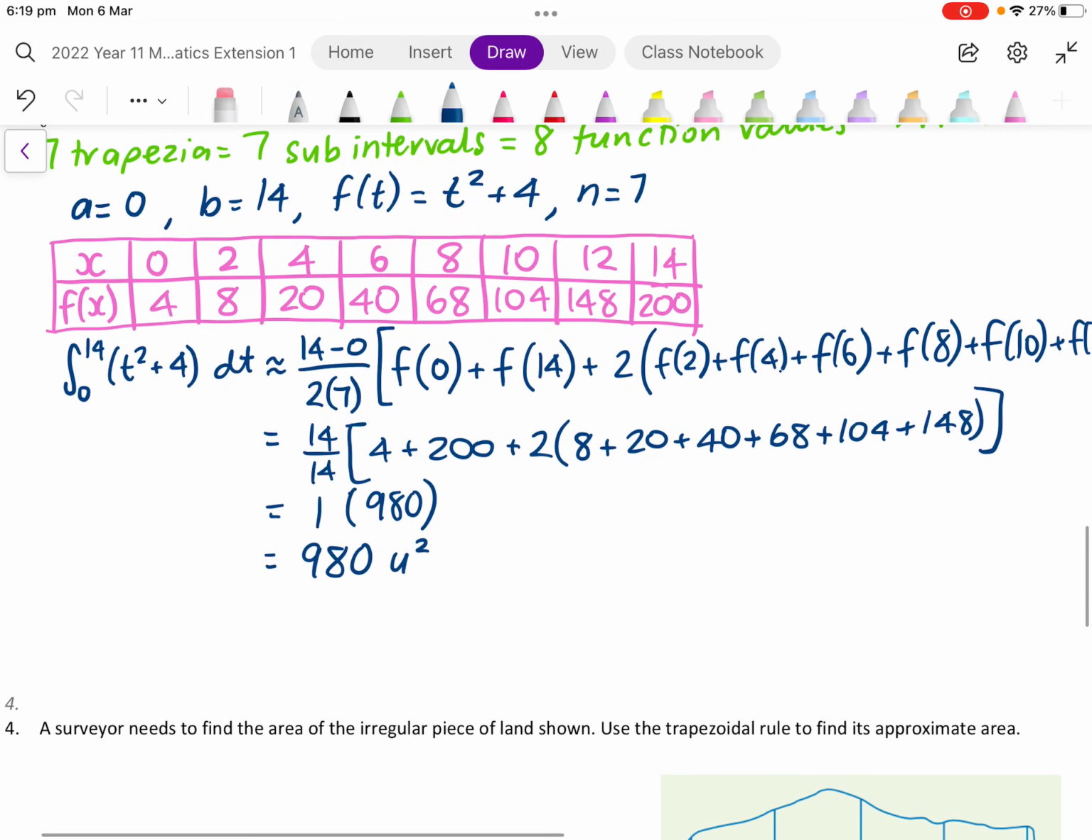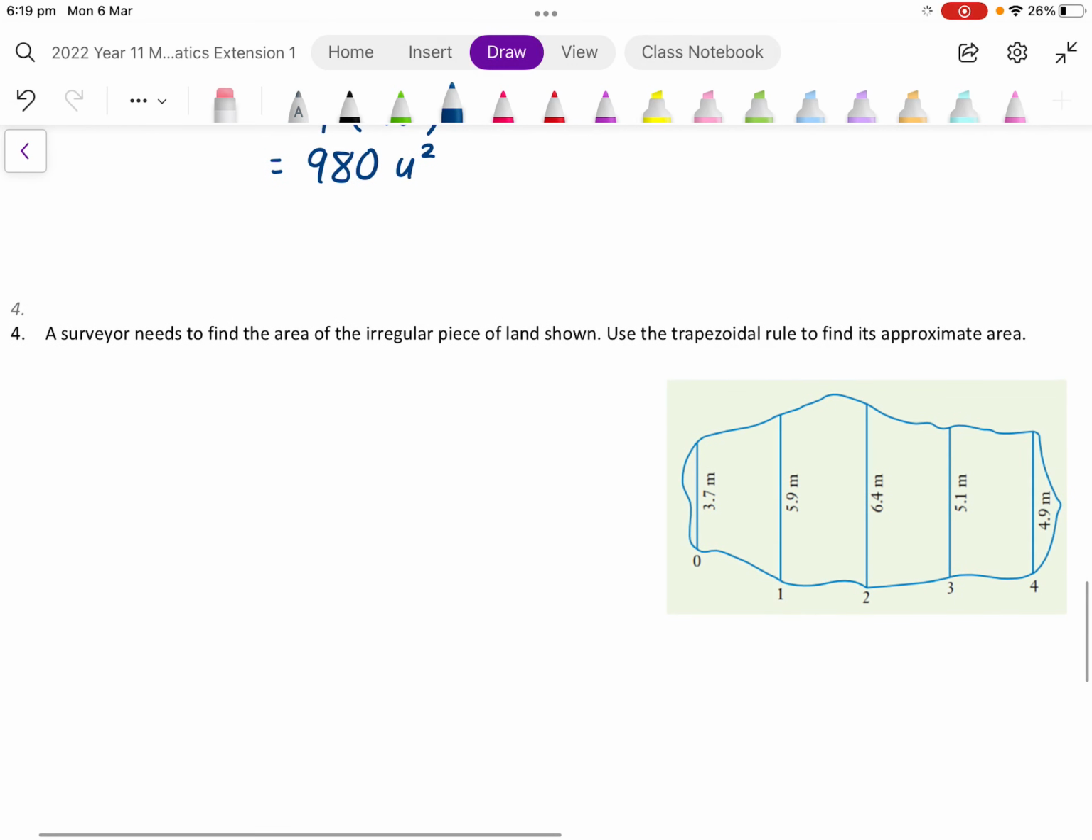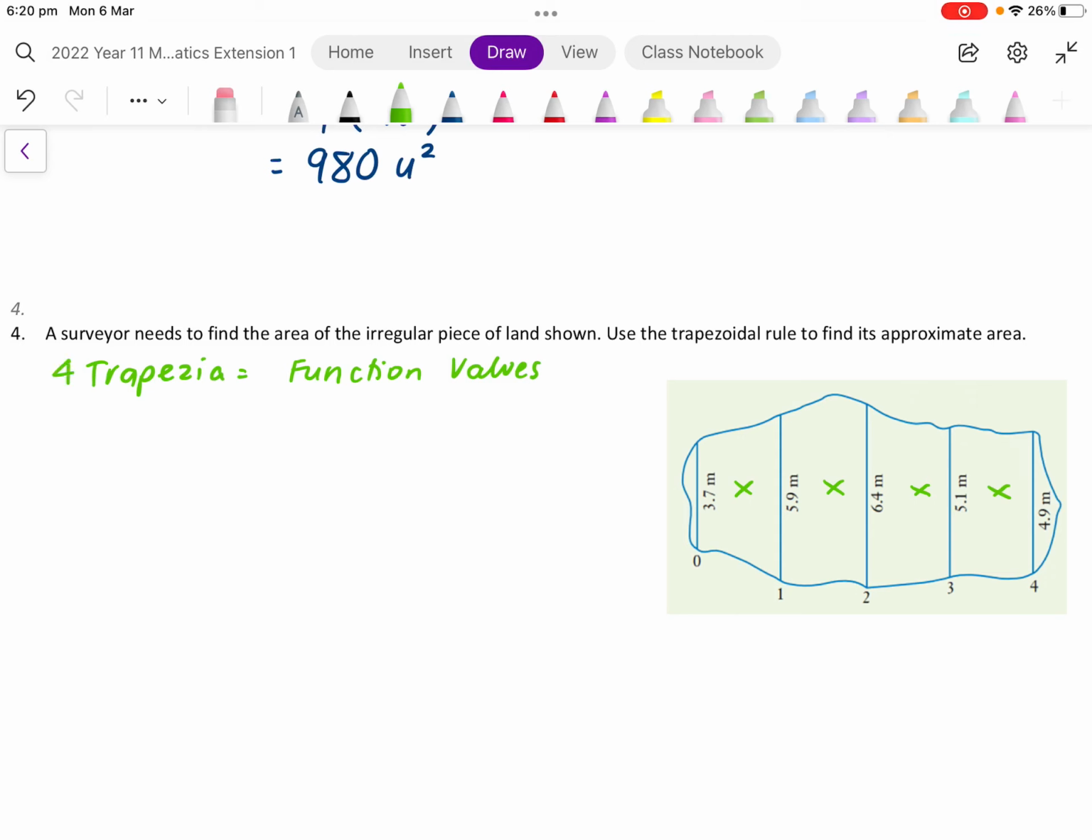Our last example here is a real life example, and we have a diagram that helps us. So we have a surveyor needs to find the area of the irregular piece of land shown. Use the trapezoidal rule to find its approximate area. Now we need to work out how many trapezia we have here, and therefore how many function values we will have, as our function values is one more than our trapezia. So we have a total of 1, 2, 3, 4 trapezia. So we have 4 trapezia, which means we have 5 function values. So our n is equal to 4 here.